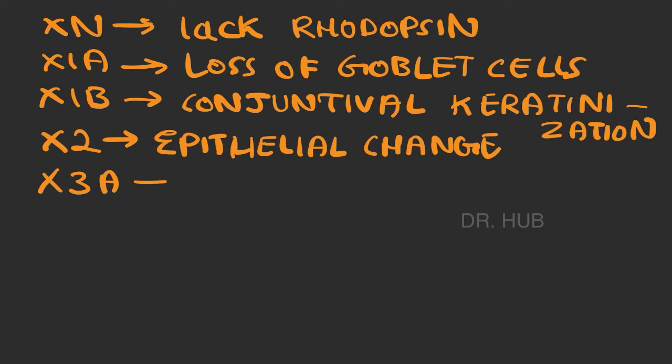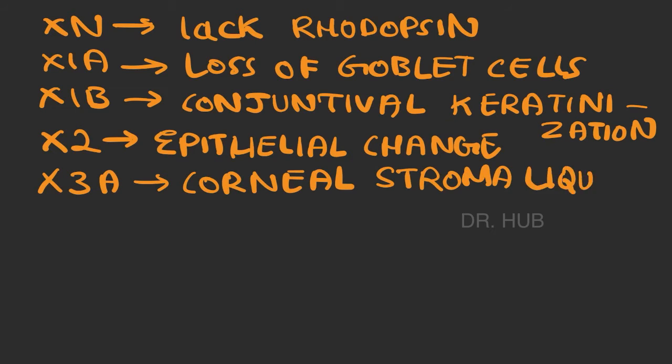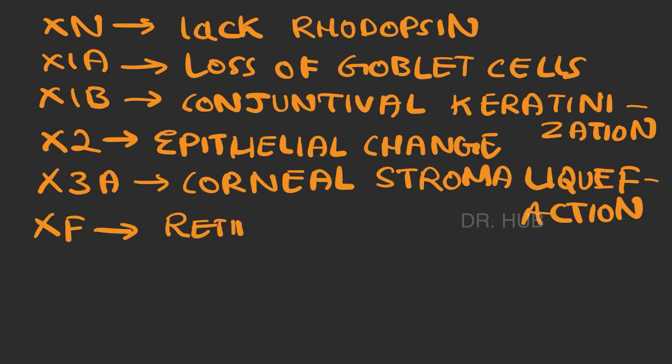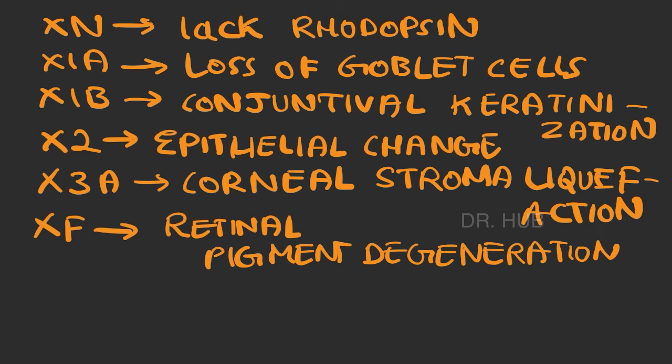And next, in case of X2, we have the epithelial changes taking place and disorientation of the epithelium. In X3A, there is corneal stroma liquefaction. Next, moving on to XS, there is not much that is characteristic, whereas in XF, we have the retinal pigment degeneration that is seen.